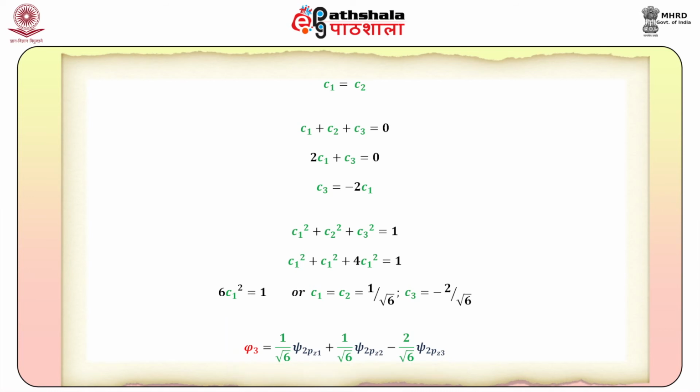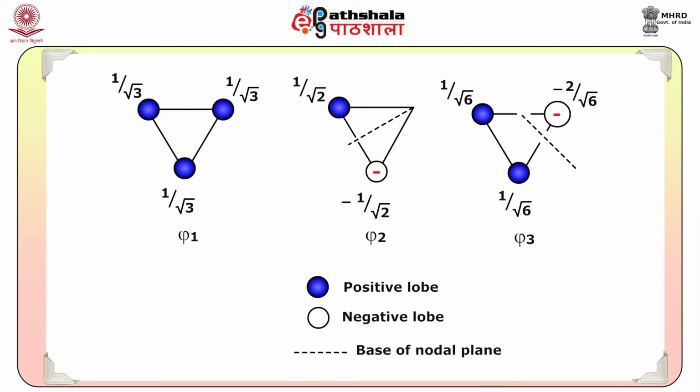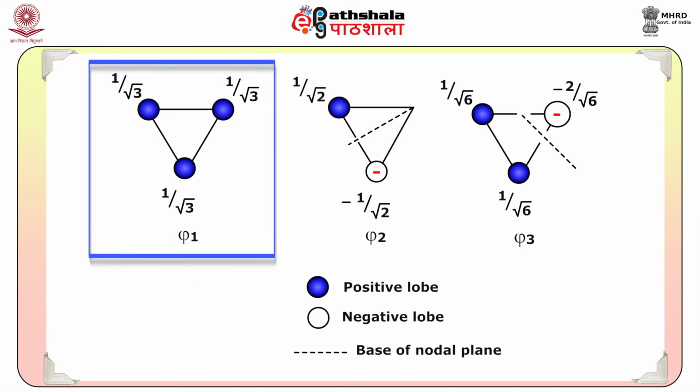psi 2pz3. In this way we have been able to calculate the wave functions for all the three molecular orbitals, and using these wave functions we can also draw a pictorial representation of these molecular orbitals, which has been shown in this figure. You can see that for Phi1 all the coefficients are positive, each is equal to 1 upon under root 3, and the corresponding positive lobes of the pi orbitals are shown.